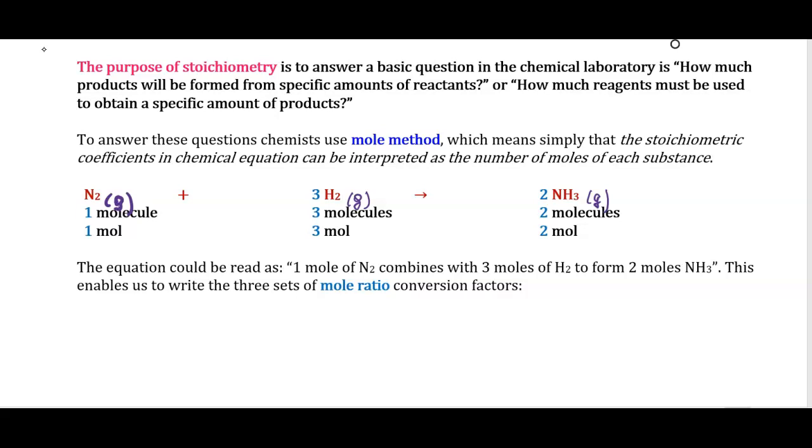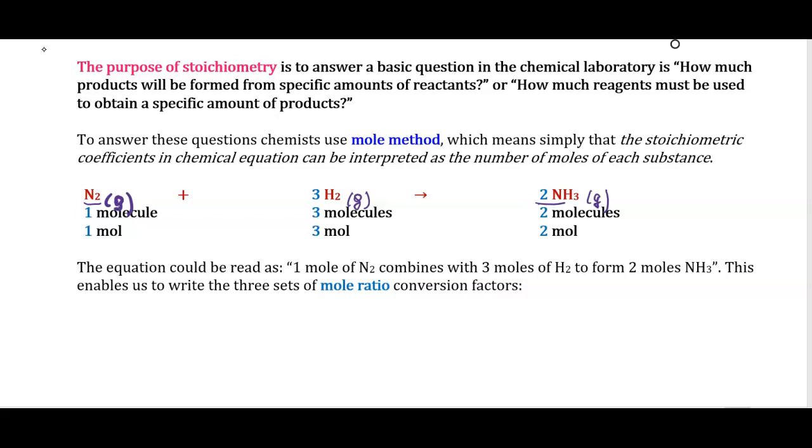You can see that this equation is balanced, right? We can check. We have two nitrogen atoms on the left side, and two nitrogen atoms on the right side. So two here and two here, right? We have six hydrogen atoms on the left and six hydrogen atoms on the right side. So this equation is completely balanced.